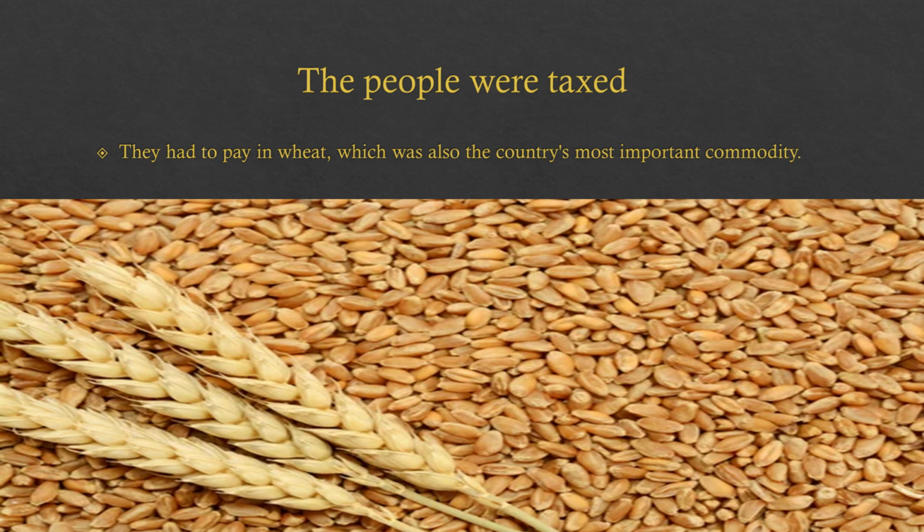And from that time the people in Egypt were taxed. So Egypt is known for having the first taxation system in the world. But the people didn't pay in money, they paid in wheat.